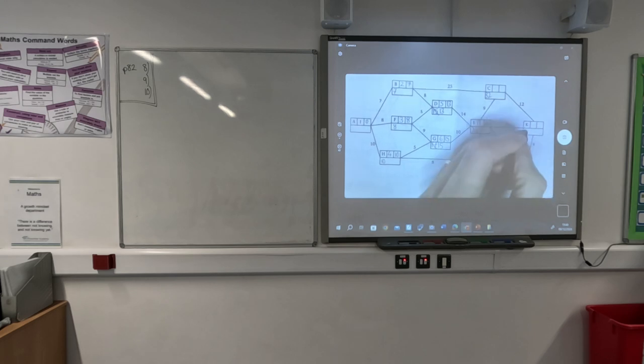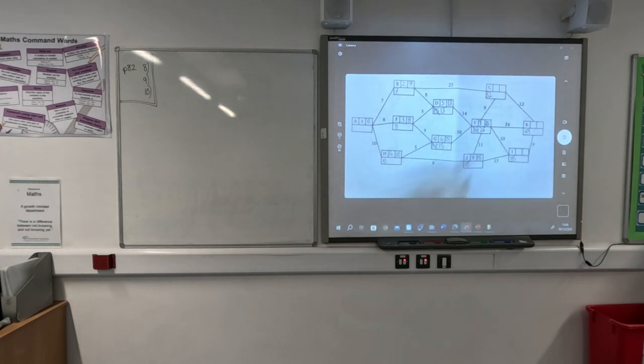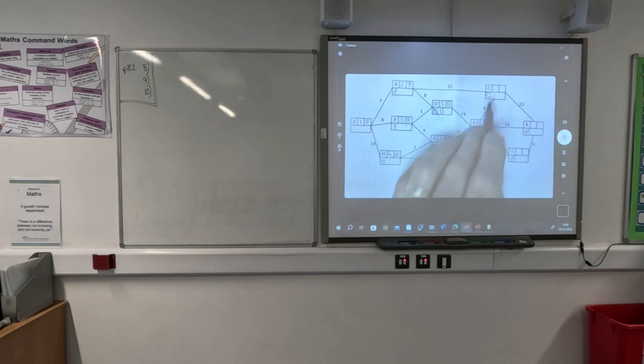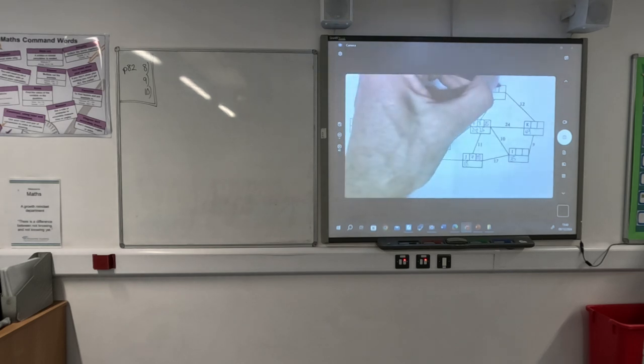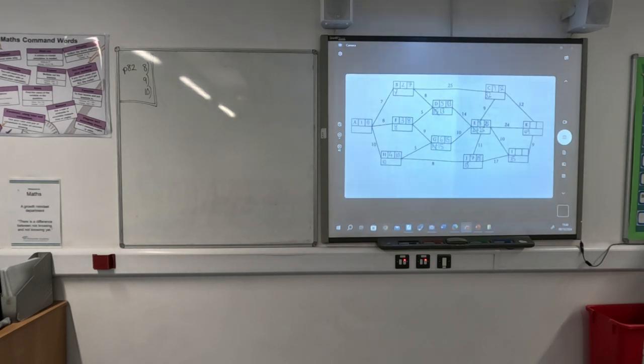25 plus 24 is 49. 25 plus 10 is 35. Oh, that's interesting, so that's a similar distance. And 25 plus 9 is not less than 32. So I've got 32, 49 and 35, so that's 9 and 32.